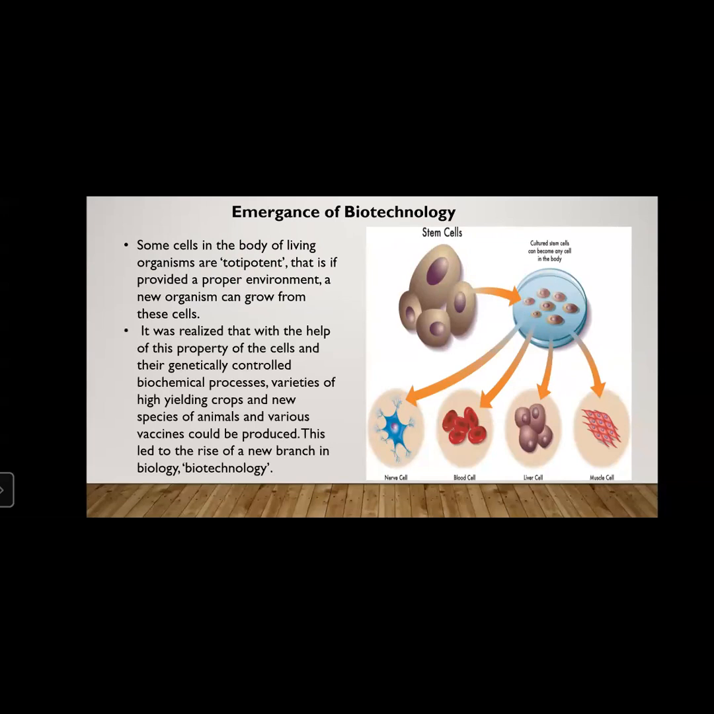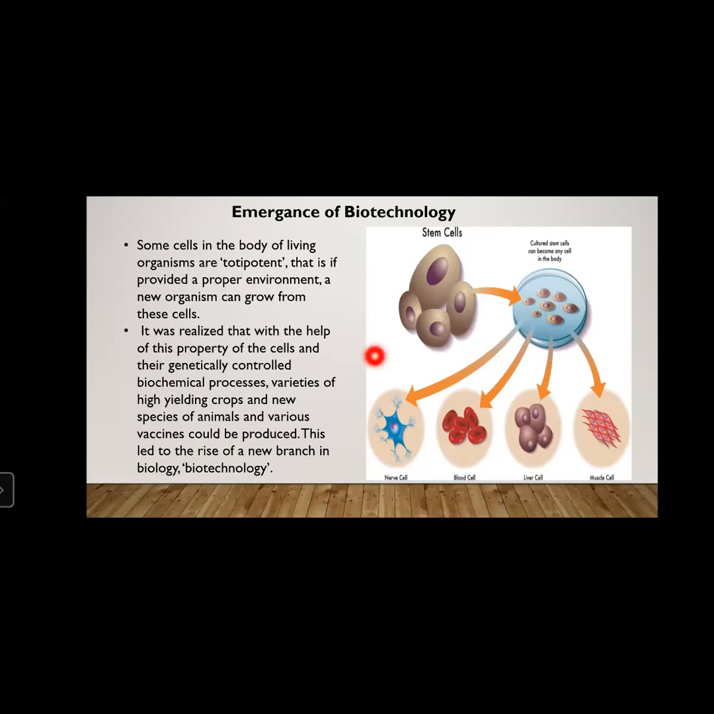It was realized that with the help of this property of the cell and their genetically controlled biochemical processes, varieties of high yielding crops, new species of animals, and various vaccines could be produced. This thought gave rise to a new branch in biology that we call biotechnology.